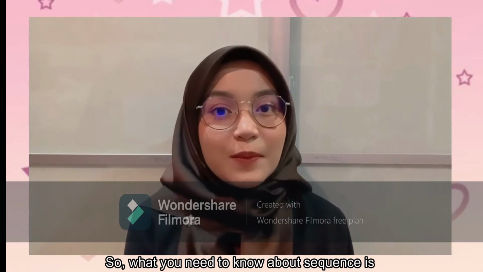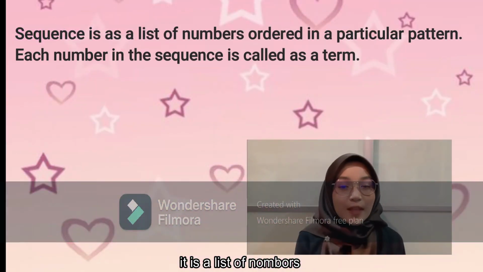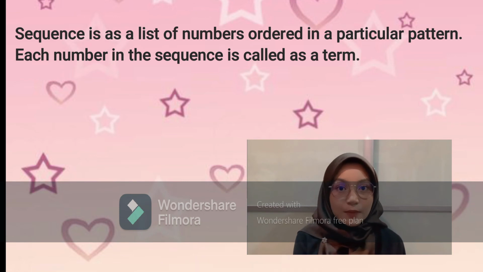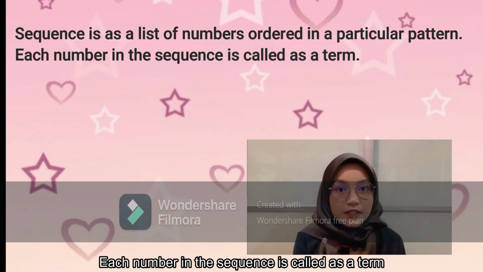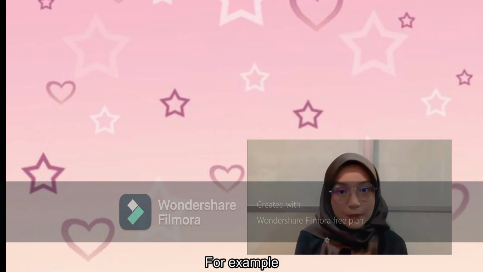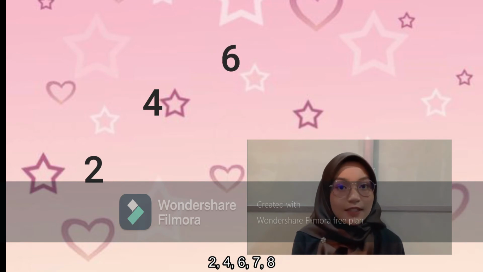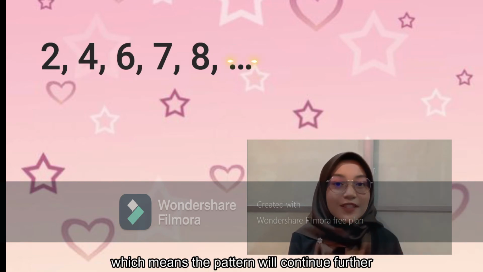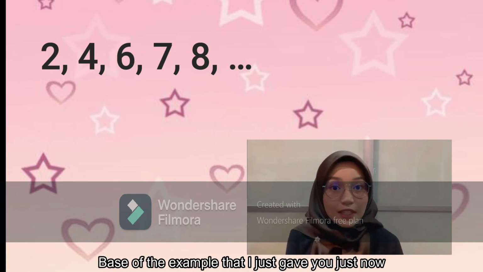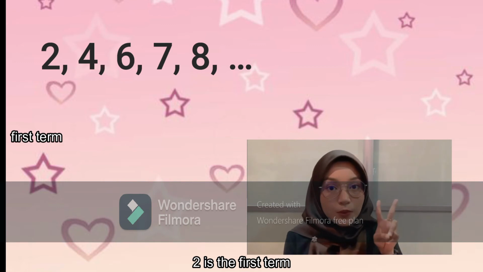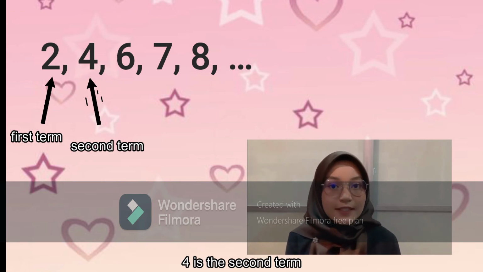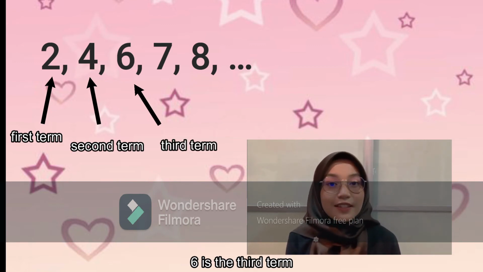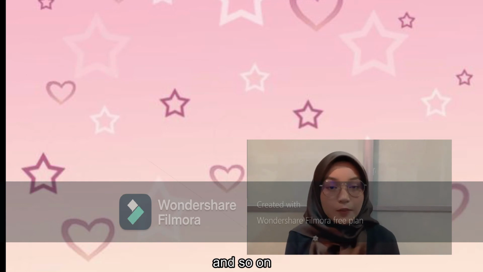So, what you need to know about sequence is it is a list of numbers ordered in a particular pattern. Each number in the sequence is called a term. For example, 2, 4, 6, 7, 8 is a sequence. At the end of each sequence, there will be 3 dots, which means the pattern will continue further. Based on the example that I gave you just now, 2 is the first term, 4 is the second term, 6 is the third term, and so on.